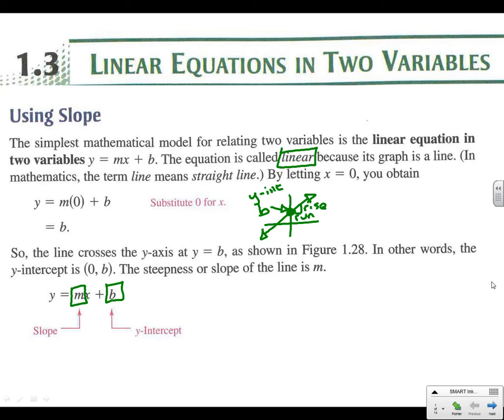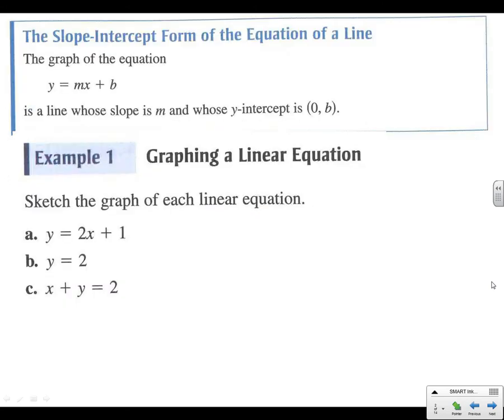This should be familiar to you from Algebra 1 and 2 and probably geometry as well. So hopefully slope is familiar, rise over run. And we also have another way to say m. Remember that m is y2 minus y1 over x2 minus x1. Another way to say it is the change in y over the change in x.